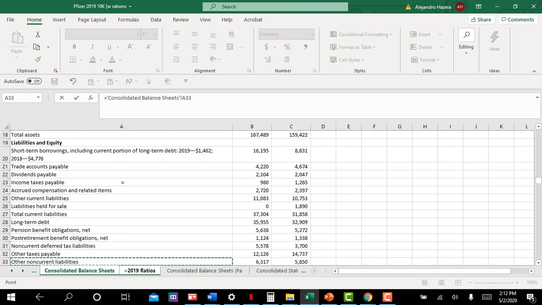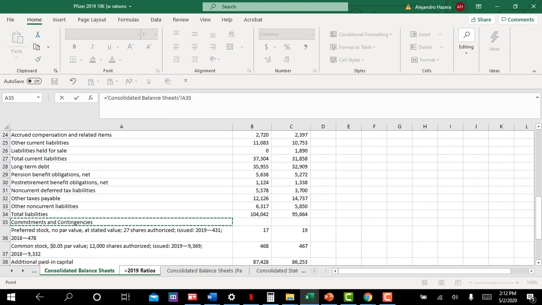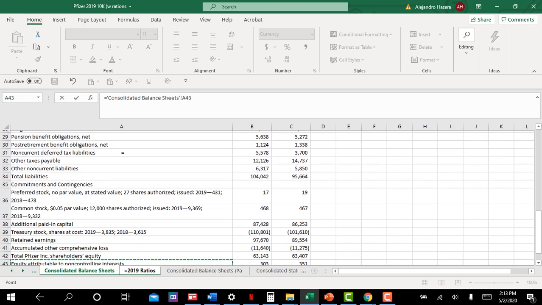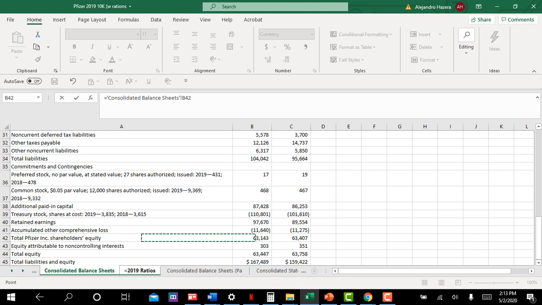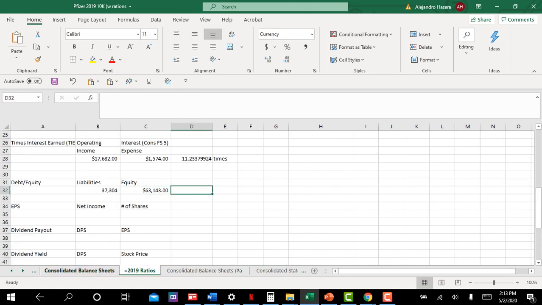And your total equity is equal to, you notice that your total equity is down here. That's 63,143. Okay, so remember that for the previous ratios higher is better, and I'm going to put here that for this one lower is better.